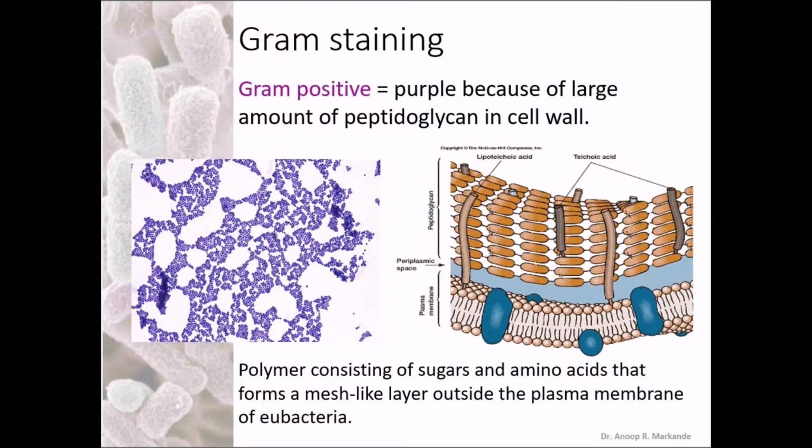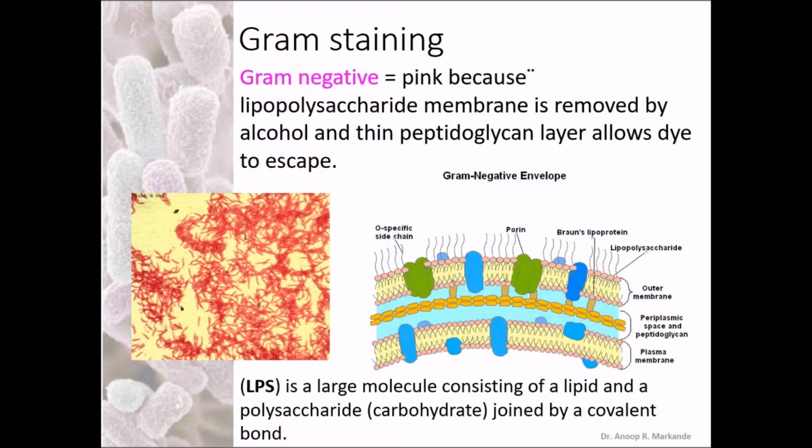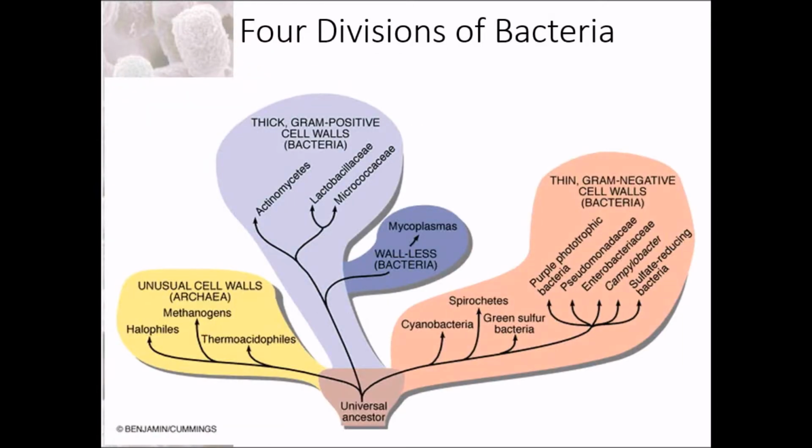As can be seen in this image, the gram-positive bacteria are purple or violet or dark blue in color, with respect to gram-negatives, which are reddish or pinkish in color. Thus, when we discuss the cell wall of a bacterium, they can be further divided on the basis of presence or absence of cell walls into unusual cell wall containing archaea, thick gram-positive cell walls in bacteria, mycoplasma which do not have a cell wall, or thin gram-negative cell walls as seen in gram-negative bacteria, which have an extra outer membrane.